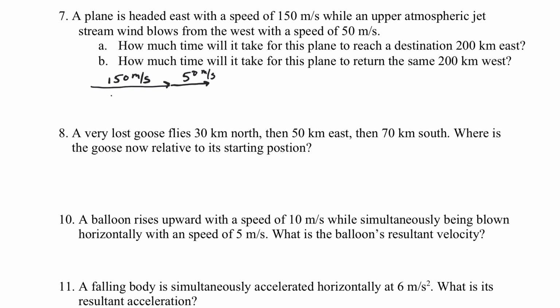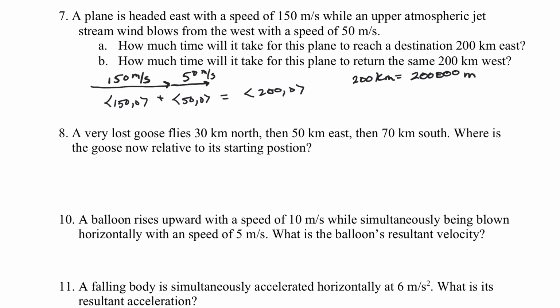So if I were to think about this, this is the vector 150, 0, plus the vector 50, 0. That would give me a total vector of 200, 0, due east. And so how much time will it take the plane to travel across 200 kilometers? Well, we know that 200 kilometers is equal to 200,000 meters.